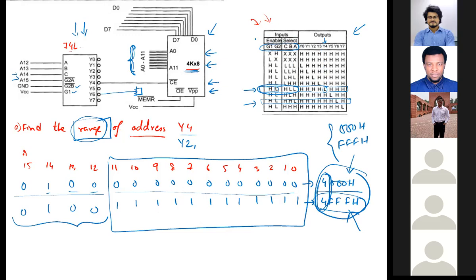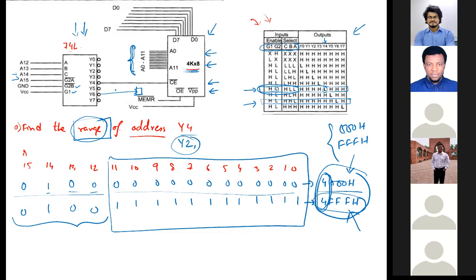So just tell me, you don't have to do it, but can you at least find the range for Y2? Can you do that? Yes, sir. Or Y0 or Y7, for any case. I mean, you should be able to do this.